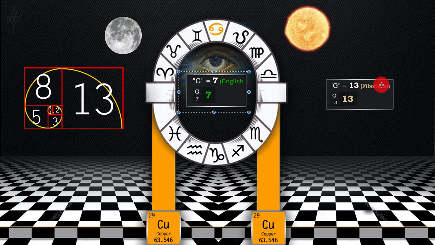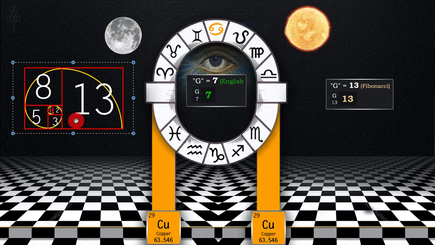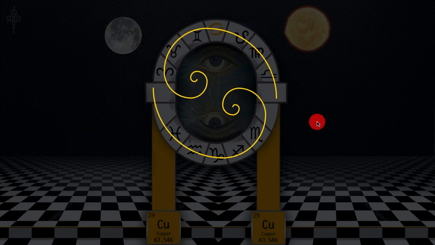And the 7 and 13 are harmonious because the 13 is the last number in this expression, and there are seven total numbers in this expression. Very, very fitting right there. And there are the two spirals inside the zodiac wheel, which is what all of us are made up of, which is what all of us are ruled over by. Make no mistake about it.